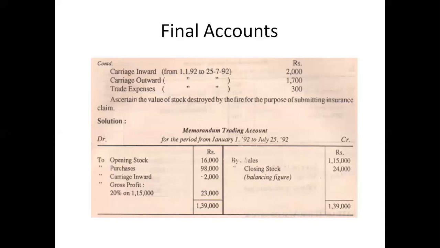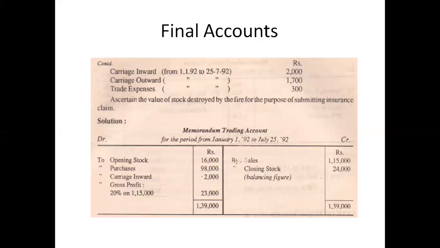Now we have the carriage inward, that is to be included in the trading account from 1/1/92 to 25/7/92 as rupees 2,000. Now the carriage outward during that same period is 1,700. However, this generally is not included in the trading account and generally comes in the net profit portion of the profit and loss account. So we are not including this in the trading account portion now.